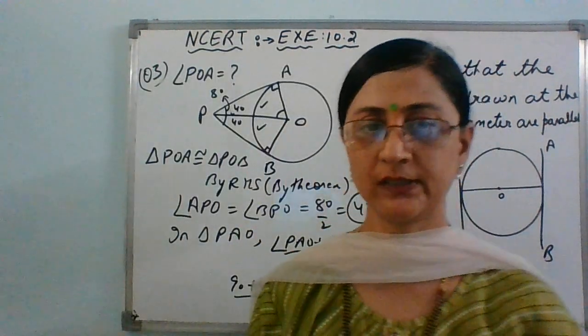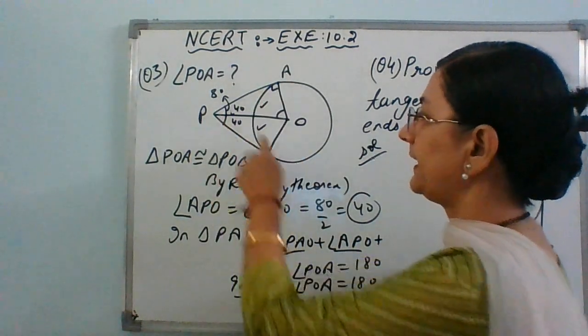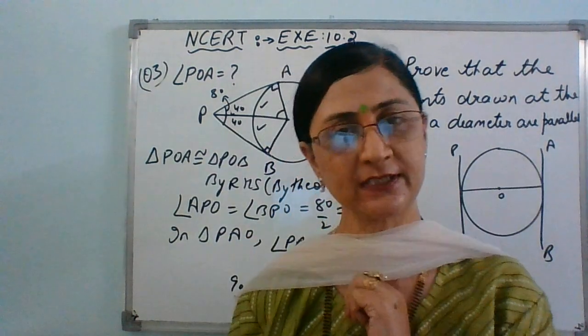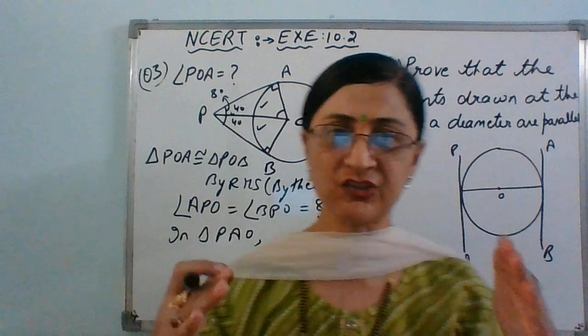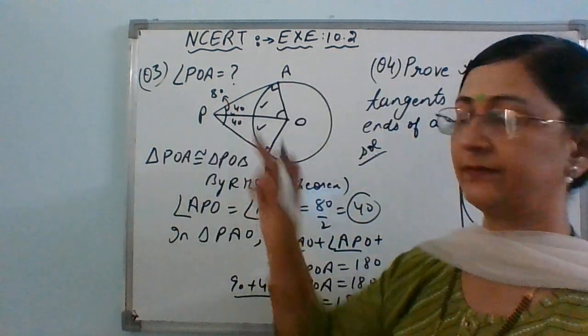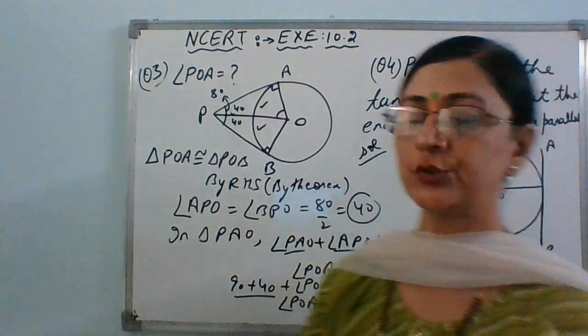I'll repeat this question again. Here there are two tangents, PA and PB. There is an external point P here, from which two tangents can be drawn, PA and PB. These tangents are inclined at an angle of 80 degrees. So this is 80 here. So join this here, and it divides it into two triangles.